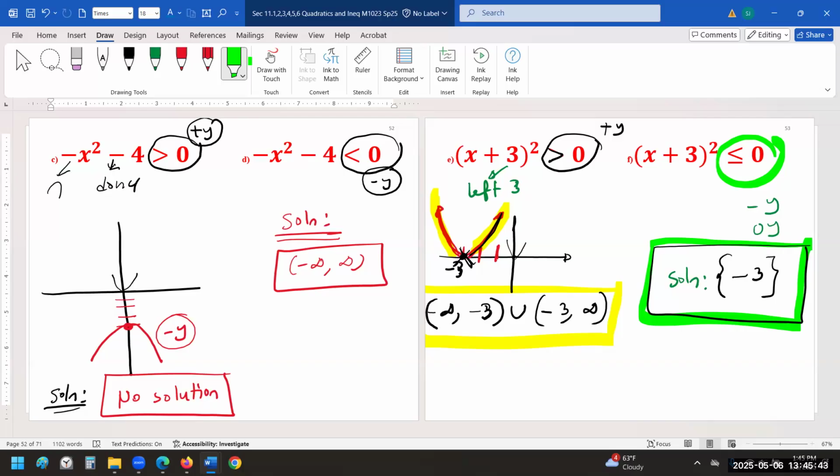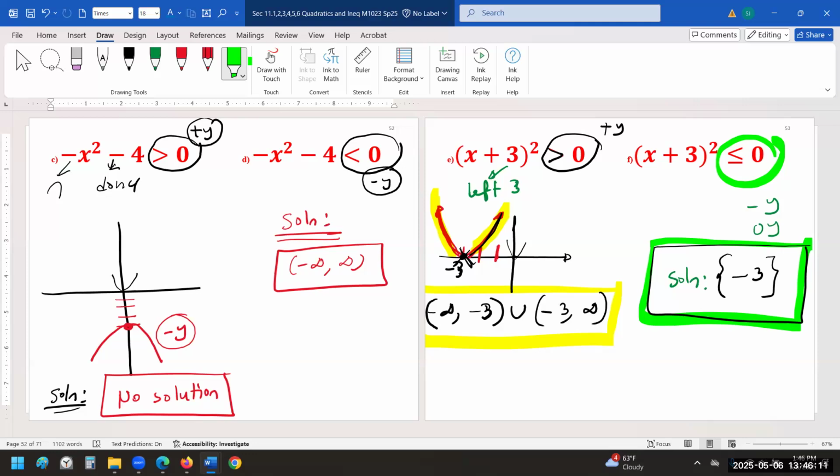When x is smaller than -3, y is positive. When x is bigger than -3, y is positive. For every other x value, our y is positive. Only one x value makes the y 0. And there is no x value which makes the y negative. So a solution may have only one number, may have two intervals, or may have only one interval. It depends on how your graph is.